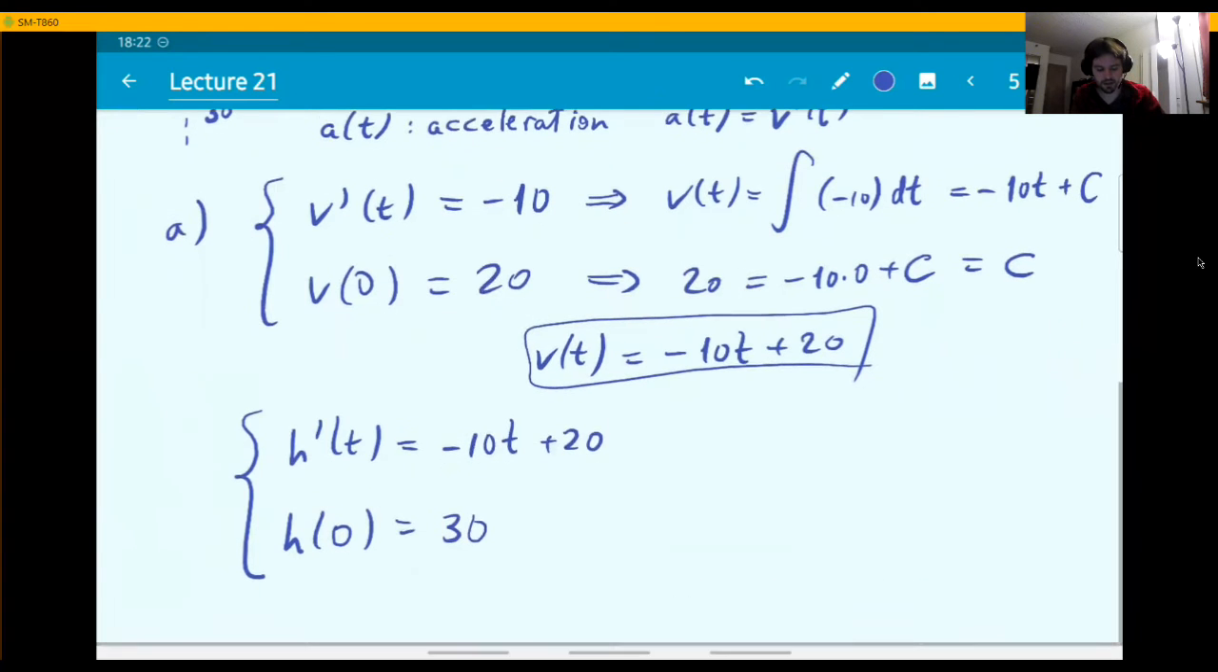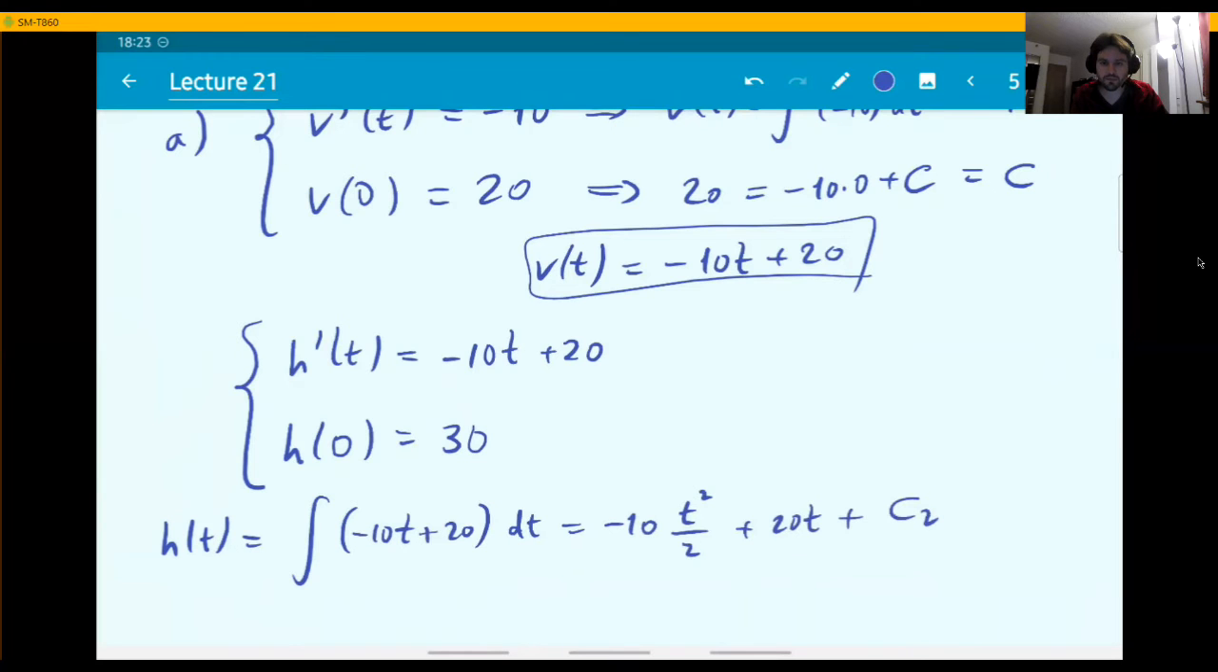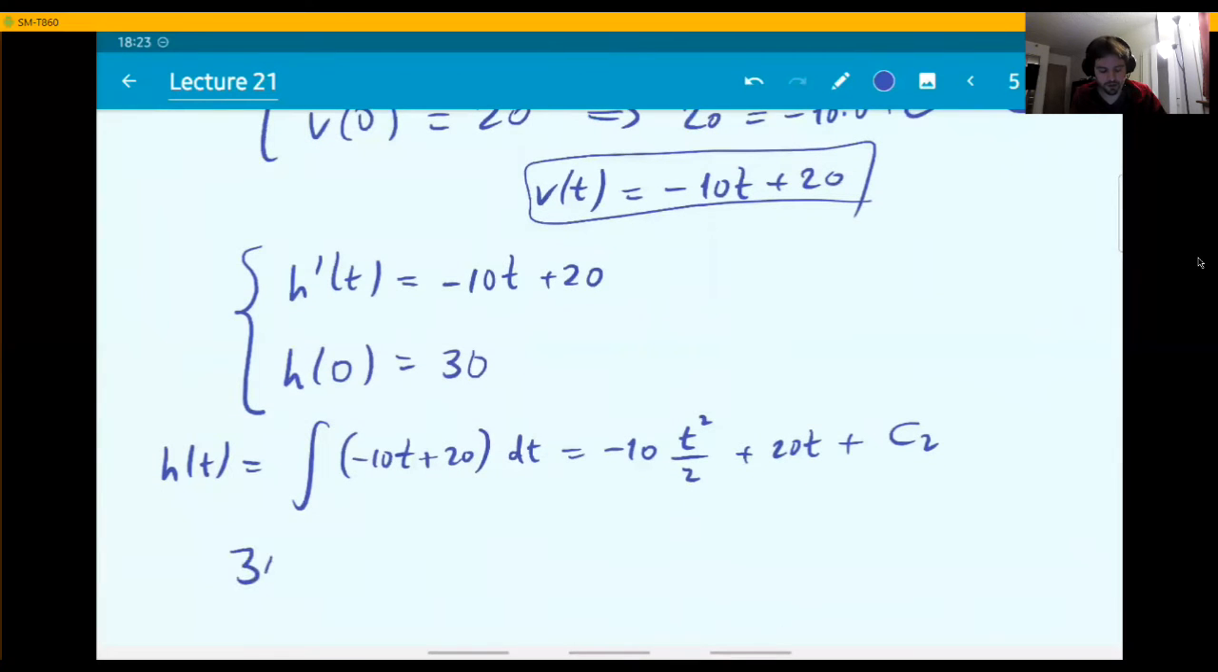Let's solve this. From the first equation, h is going to be the integral of minus 10t plus 20. How do we do this? What is the integral of minus 10t? Leave the minus 10 outside of it. Integrate the t function. That's t squared over 2, the power rule. The integral of 20 is 20t. And there is some other value of c here, maybe call that c2. How do we find this c2? Use h of 0 equals 30. So plug in 0 for t. You see that once again these terms disappear. This is just equal to the value of c2.